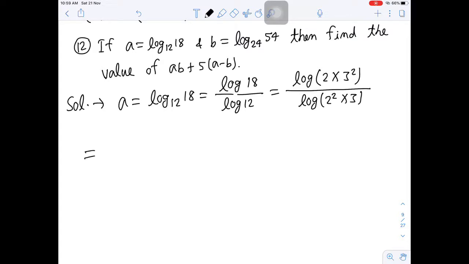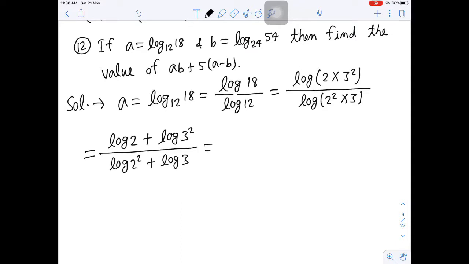So if you apply the log formula, log m into n, it will become log 2 plus log 3 square divided by log 2 square plus log 3. Then it will become log 2 plus 2 log 3 divided by 2 log 2 plus log 3.